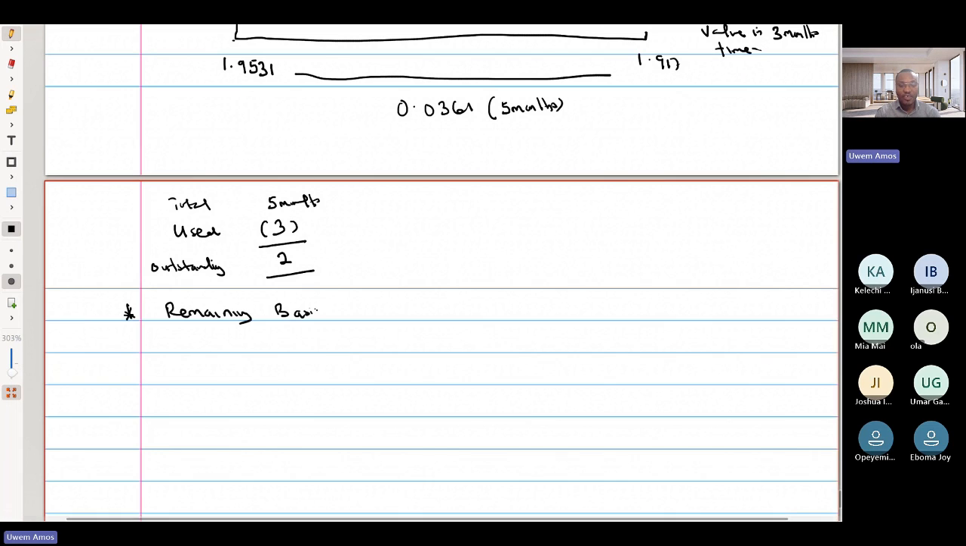Remaining basis equals the equivalent value for the unused period.